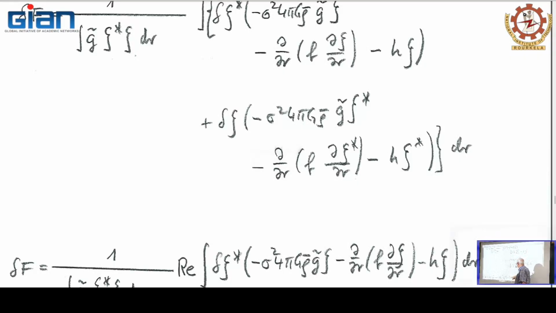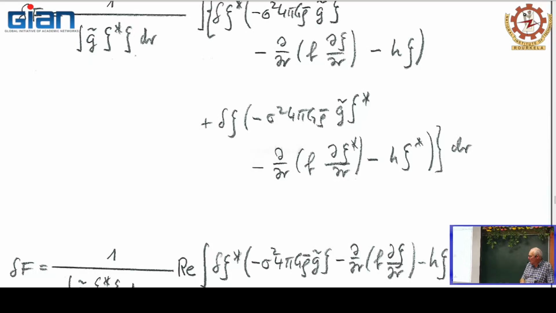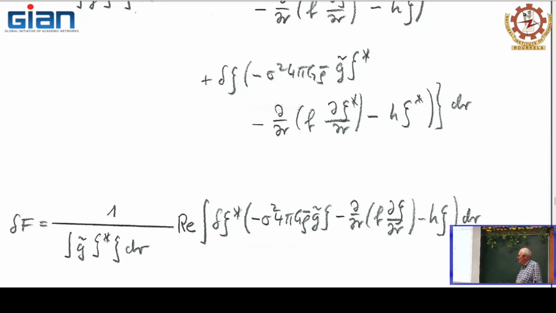So minus sigma squared 4 pi g rho bar times g tilde times zeta, minus the differential operator of the adiabatic wave equation, minus h times zeta. Now, the variation is arbitrary. It's just done to have an arbitrary variation of the function delta zeta, or delta zeta star equivalently. So what does it mean? What do we derive from that?